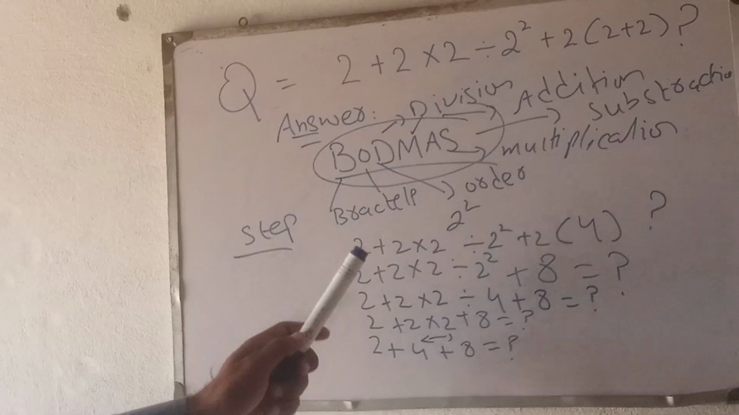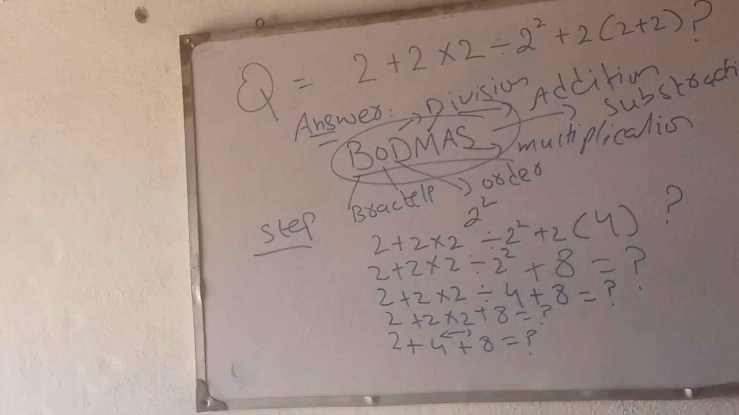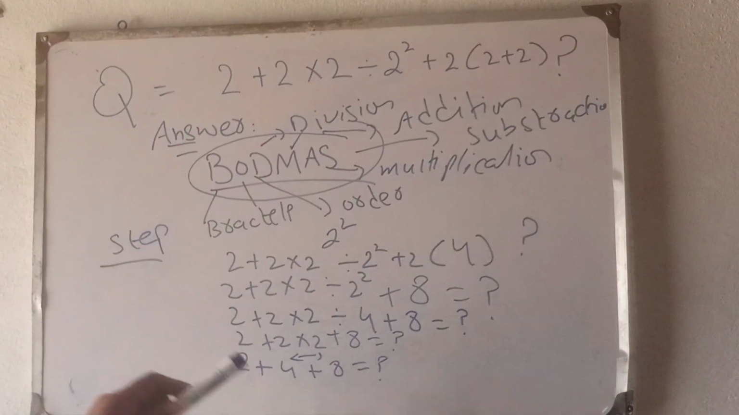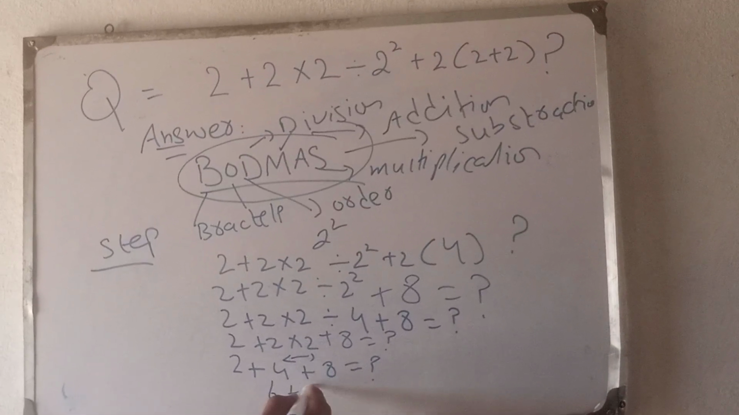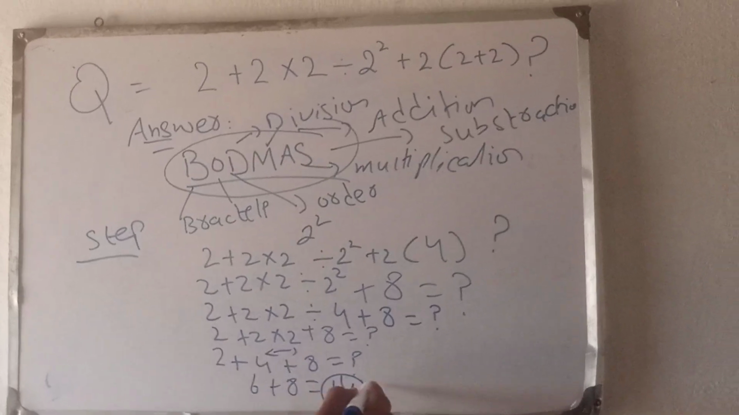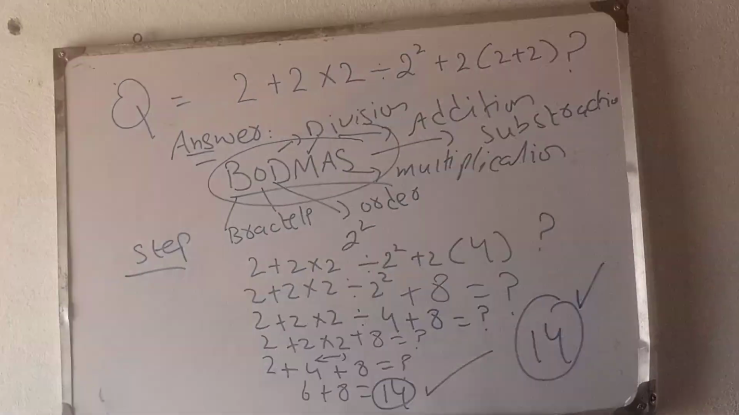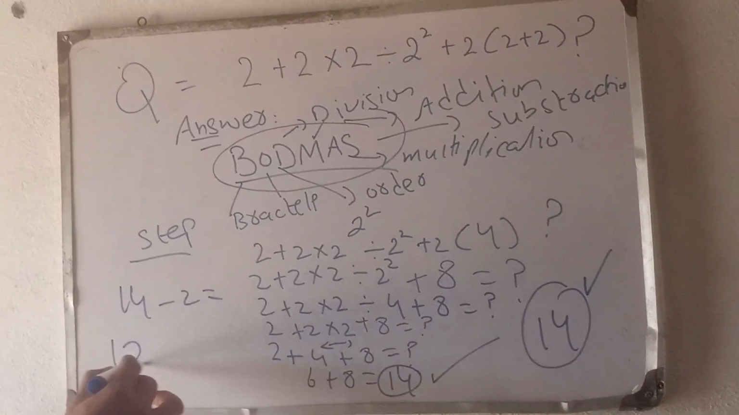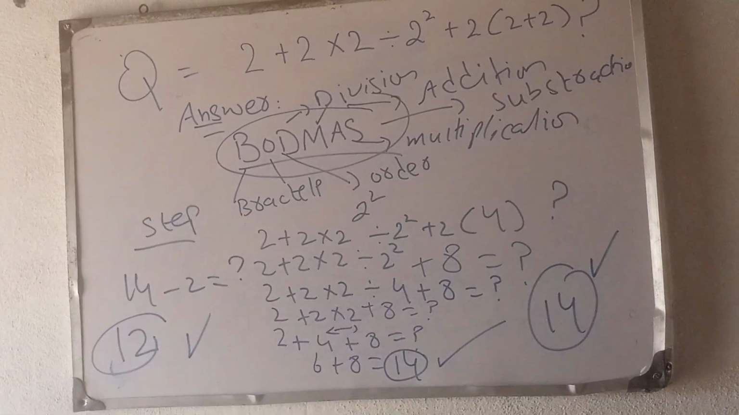Now we have only one sign, that is addition. If subtraction is present, then lastly we look at the subtraction. Now addition: 2 plus 4 is equal to 6, plus 8. 6 plus 8 is equal to 14. So here is the answer to our question: 14. If 14 minus 2 is there, then the answer is 12. Lastly, the answer is 12 if subtraction is there in the question.